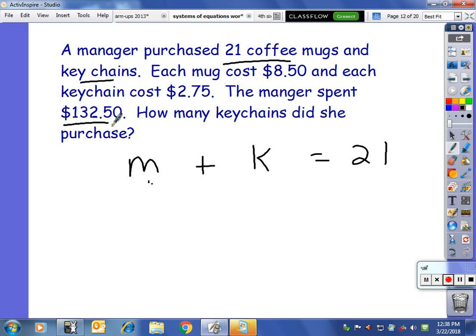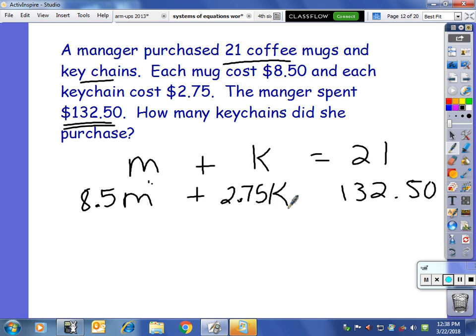Now, the second equation has to include the different price of each item and the total amount of money that was spent. So what's that going to be? Yeah, 132.50 goes over here. But then don't forget you have to include the fact that a mug is 8.50. So 8.50 times M plus 2.75 times K equals 132.50.